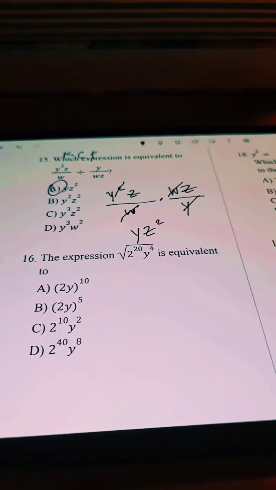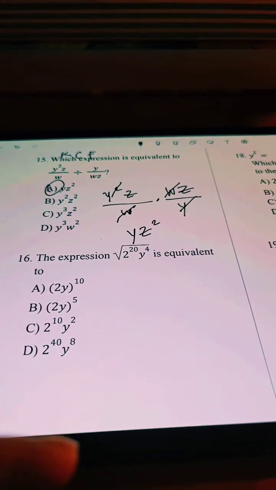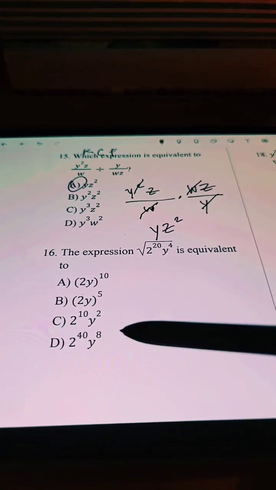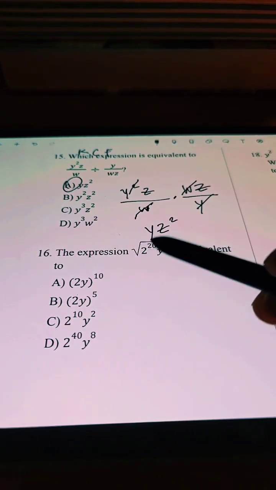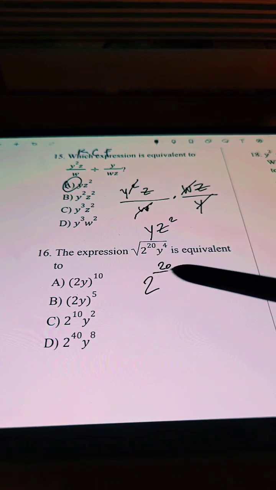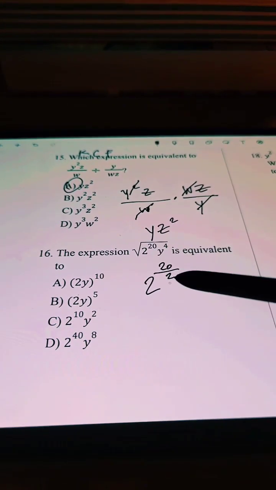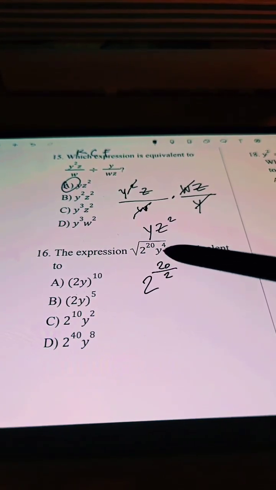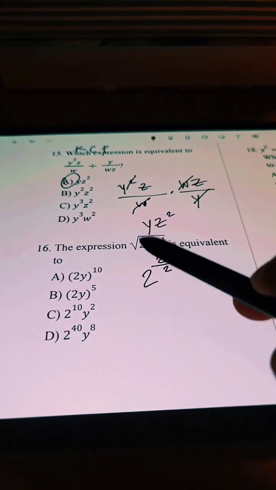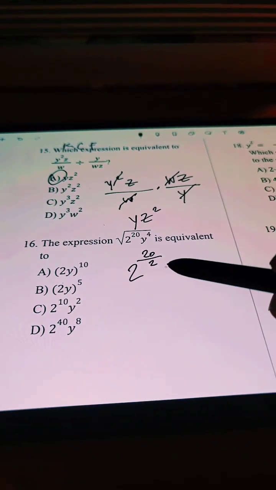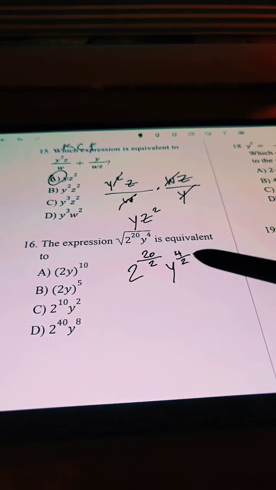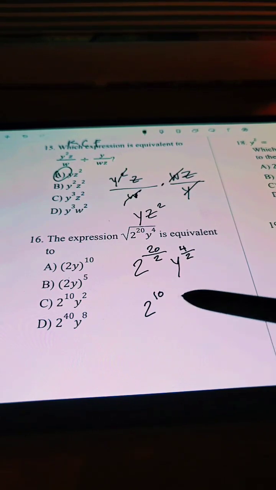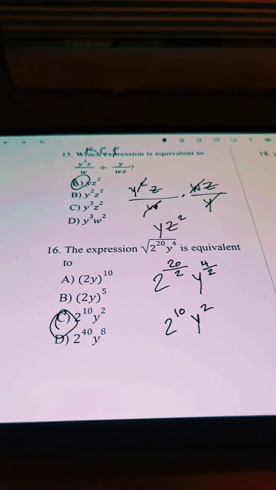So now let's go to number 16. So for number 16, I'm just going to do 2 to the 20th over 2, because remember the type of radical is the denominator when you raise it to a fractional exponent. So this is a square root, that's why I'm putting a 2 on the bottom. And then I'm going to use the same logic for the y portion. And then when we simplify that, it's 2 to the 10th, y to the 2nd power. So that's just C.